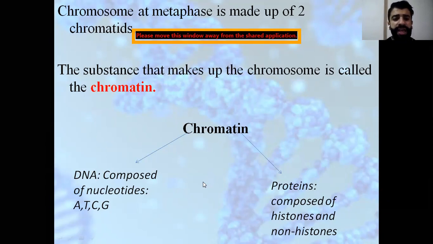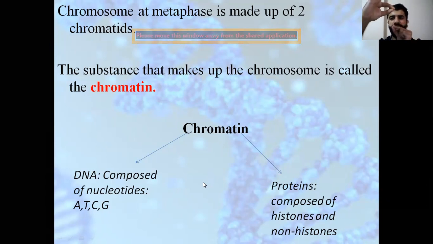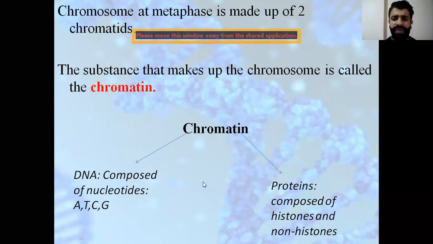Also, we know that DNA is deoxyribonucleic acid. It's double stranded. So if you have A in the first strand, in the second strand you should have the complementary of A, which is T. If you have C, the complementary is G. If you have G, the complementary is C, and so on. Proteins are composed of histones and non-histones, but mostly my work is going to be about the nucleotides.